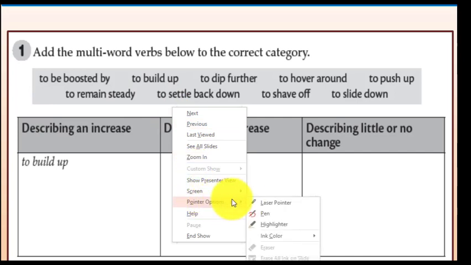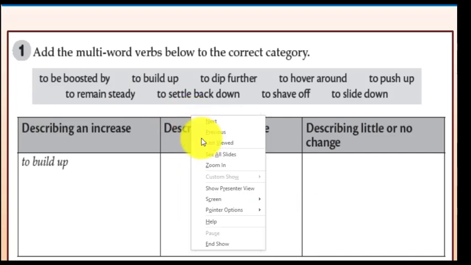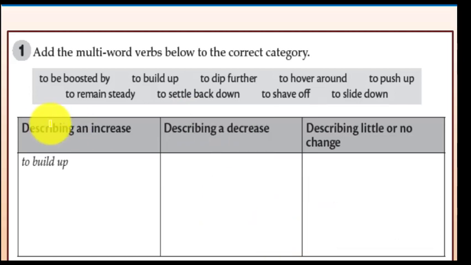For example, when we talk about increase, we have some words I can depend on, like maybe we can say up. There is a connection between up and increase. We have decrease, right? Maybe you can connect between down, this word, and decrease. Little or no change, maybe we can use words that don't have up or don't have down. This will help you to find the answers.